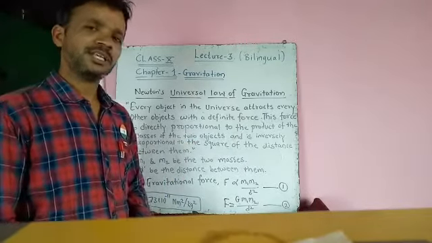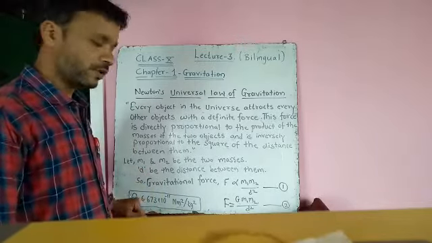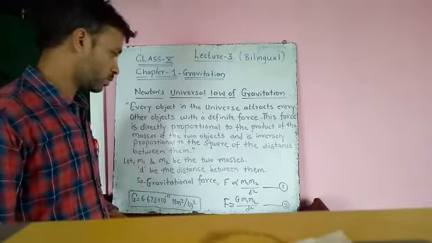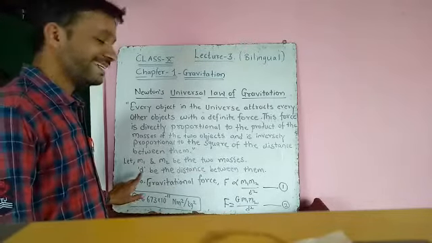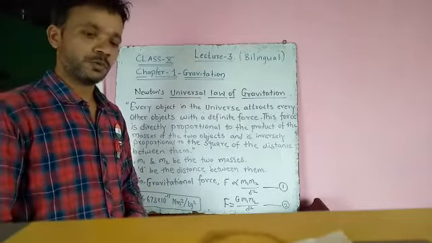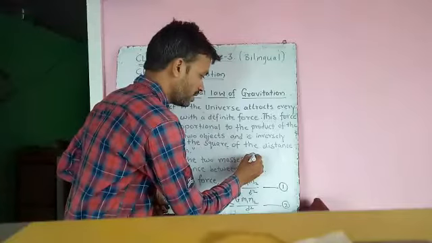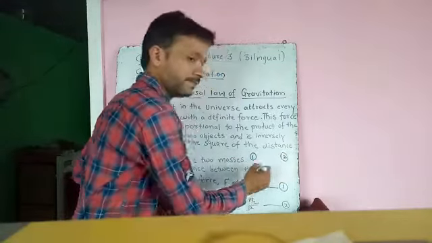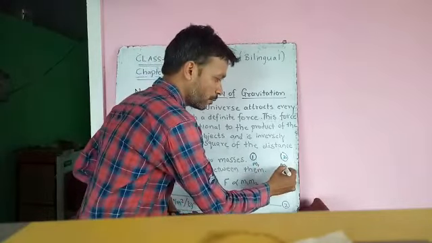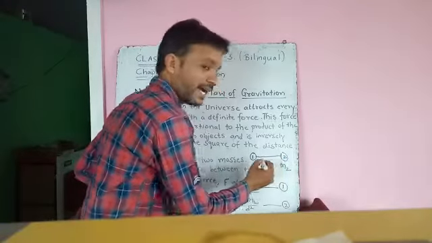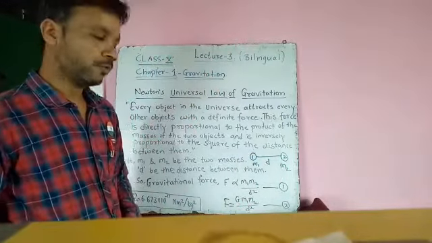For explanation, if we consider two bodies, the masses of the two bodies are m1 and m2, and d is the distance between the two objects. Suppose the first body and the second body: the mass of the first body is m1 and the mass of the second body is m2, and small d is the distance between the two objects.